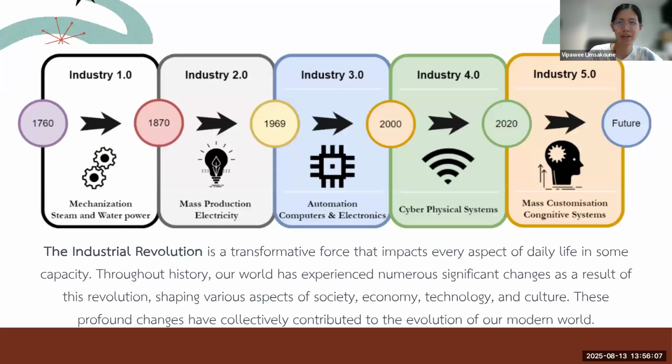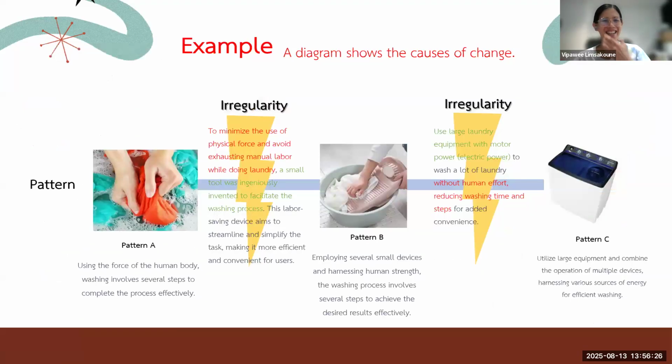This one I already talked about, in the previous slide. But this one is like a summarized picture. Mass customization, cognitive system, AI. This one is important, it is the diagram to show the cause of change, based on the table that I re-explained or recapitulated to you guys, right? This one is the summarized diagram.